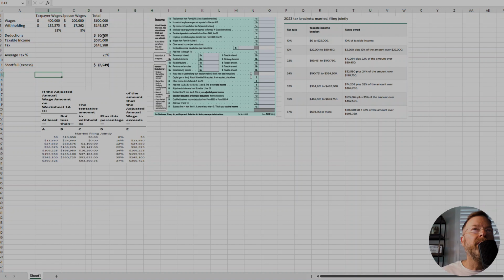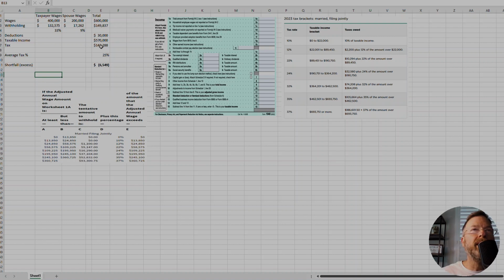This couple here had $30,000 in deductions. So we're just talking total deductions here that brought down taxable income. So total amount from W-2s, this is at $600,000. The withholding amount comes after this on the tax return, because this just brings you down to taxable income. So taxable income here is $570,000. That's the amount you would see right here on this line.